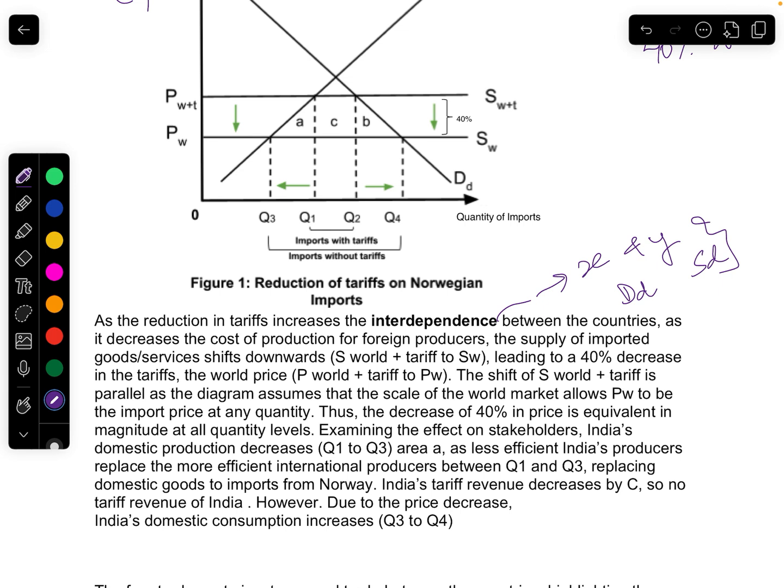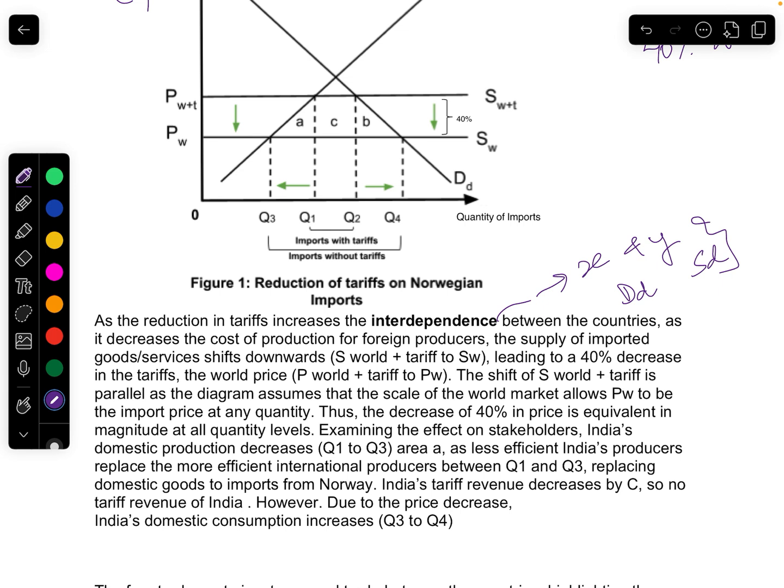So he immediately jumped to the reason for the shift, which is the cost of production falling, a removal of tariff, a fall in the prices for the Indian buyers from PWT with tariff, and without tariff it is PW, which is correct. The shift of S world plus tariff is parallel, as the diagram assumes that the scale of the world market allows PW to be the import price at any quantity. So this is correct. PW is the standard constant world price.